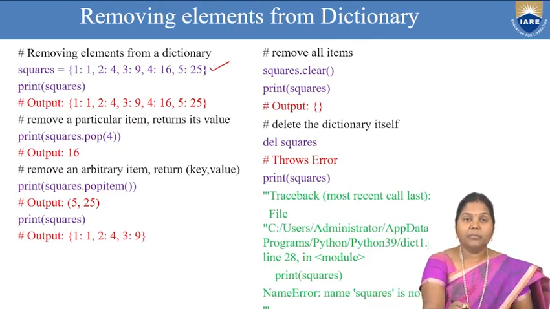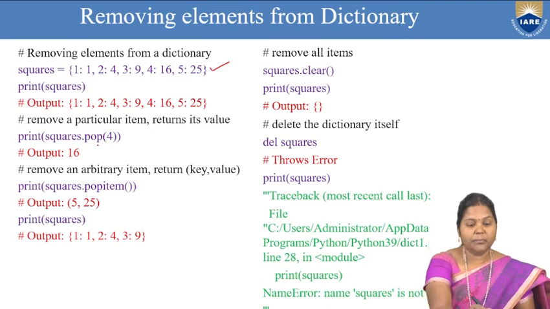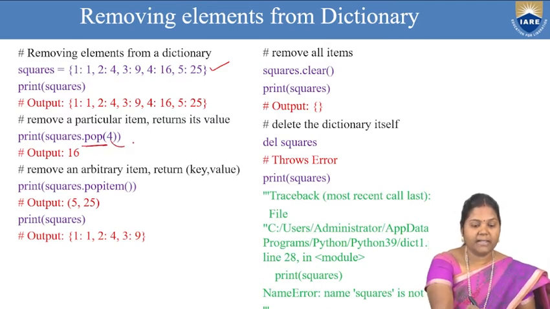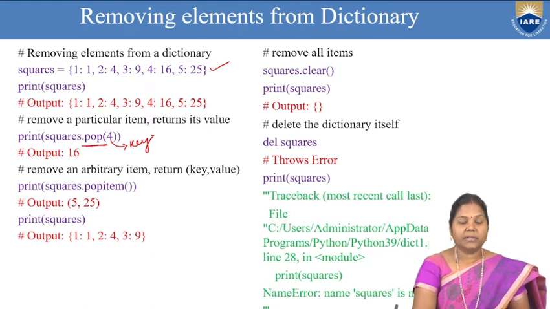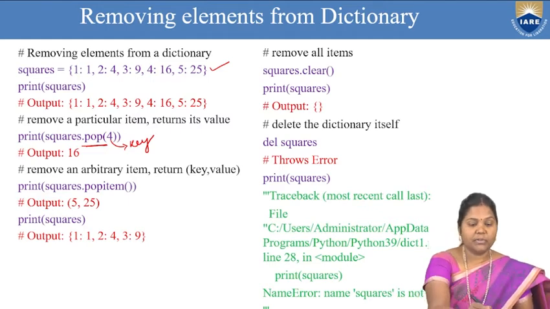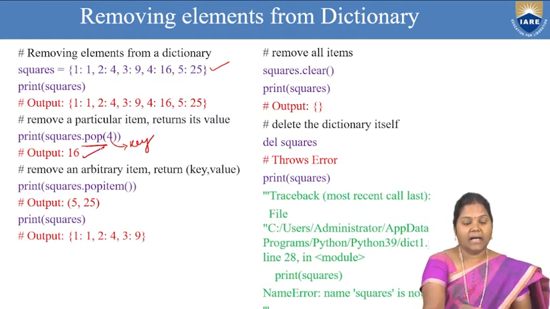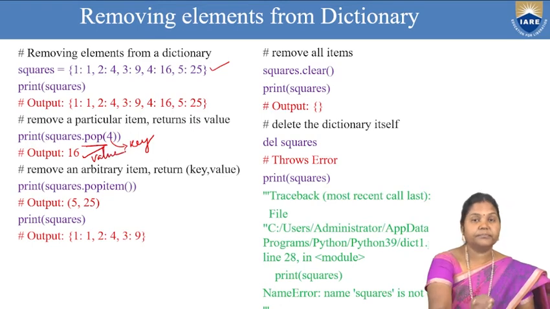Okay. Now if I want to remove a particular item, then using the pop method, I have to provide its key. Suppose I am giving 4 as the key. It will return what is the corresponding value. So it returns me 16 as the corresponding value here.